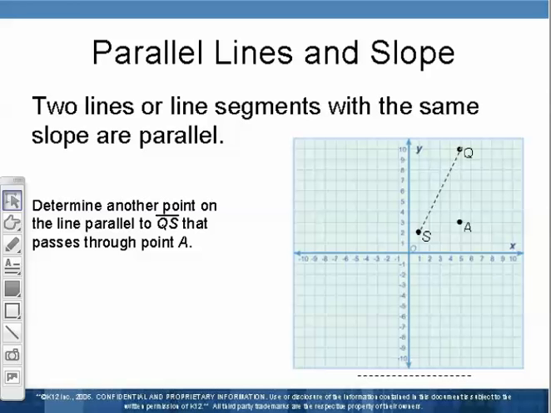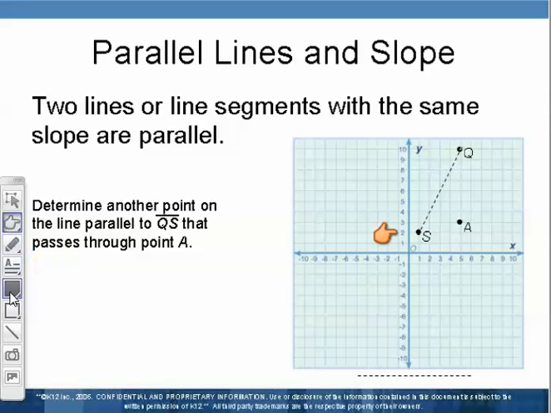They want a line parallel to QS that points through point A. Well, first thing I'm going to do is I'm going to count the slope out in this particular situation. So my rise is going to be from S to Q there, and S is at 2. So 10 minus 2 gives me a rise of 8. And it's got a run of, let's see here, Q is at 5 and S is at 1. 5 minus 1 is a 4. So I've got an 8 over 4.